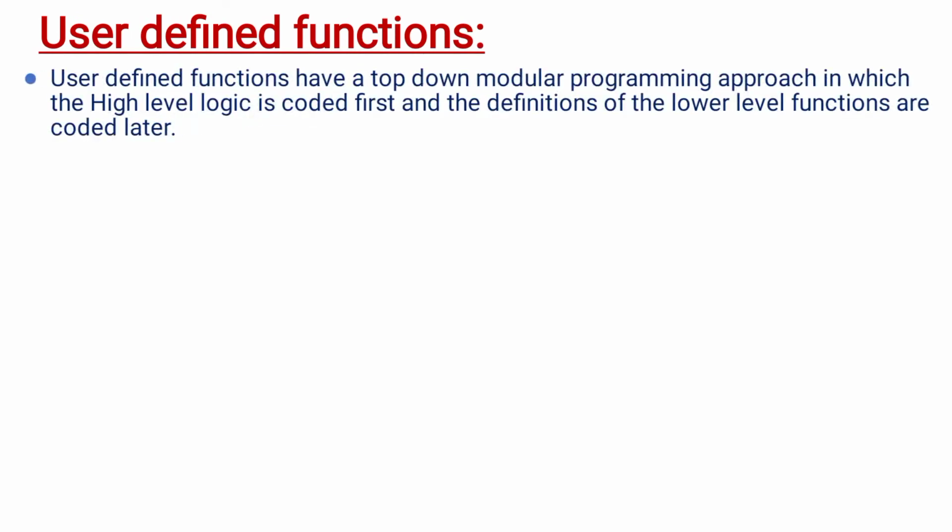User defined functions have a top down modular programming approach in which the high level logic is coded first and the definitions of the lower level functions are coded later. The program will be compiled from top down. So in this approach, the high level logic is coded first. This means all the function prototypes and the function call statements are written first, and then the definitions of the lower level functions are coded later. That means the function definition, the function logic, should be written later.